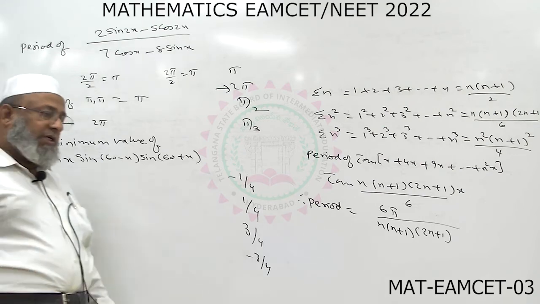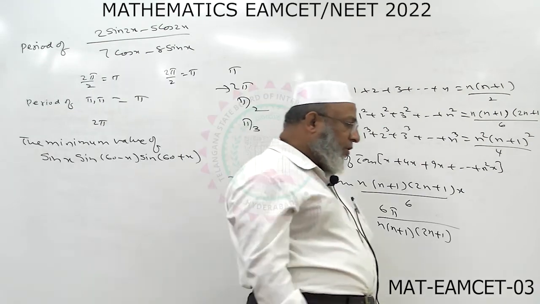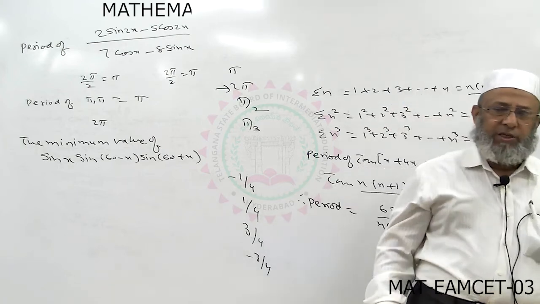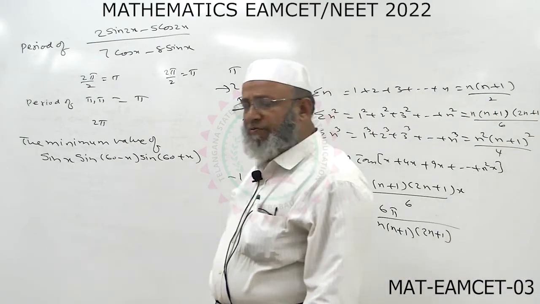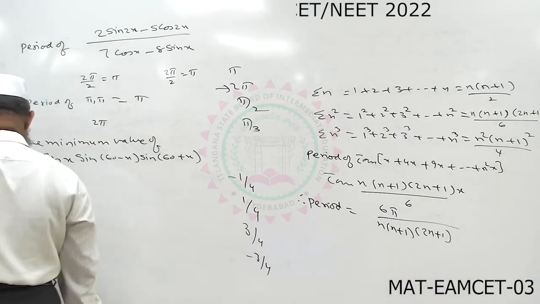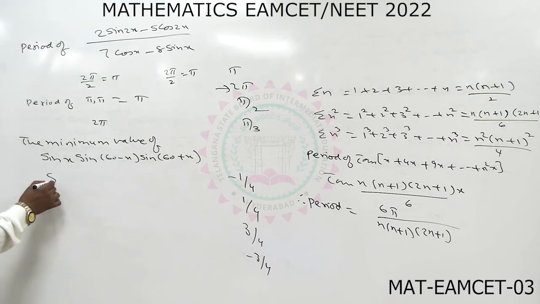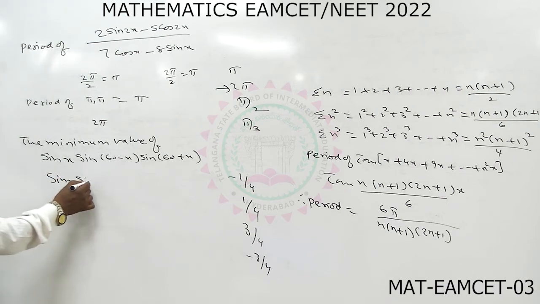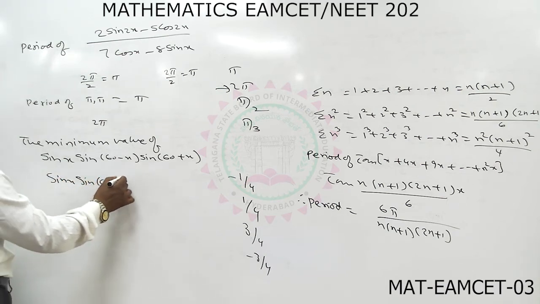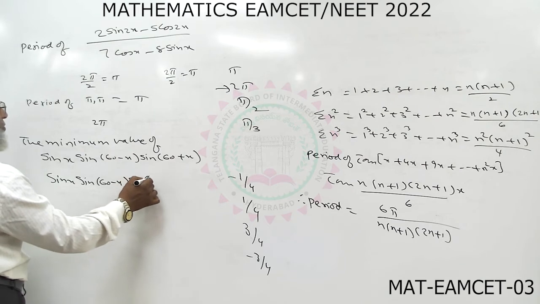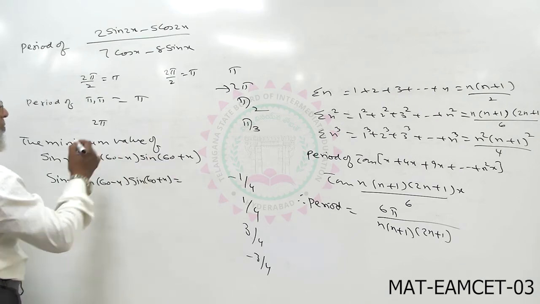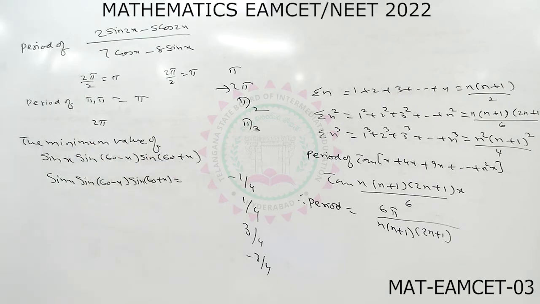You may recall that this is an important result we discussed in the beginning of the chapter. What is the important result? sin x into sin of 60 minus x into sin of 60 plus x is equal to 1 by 4 sin 3x, right?